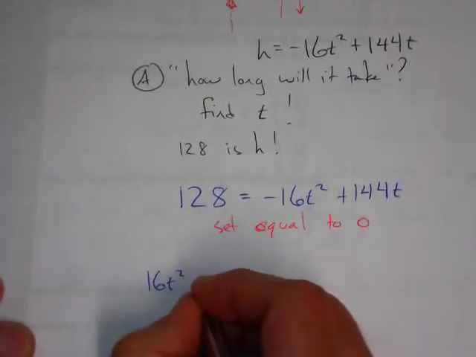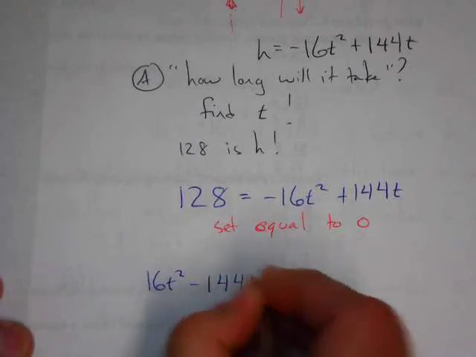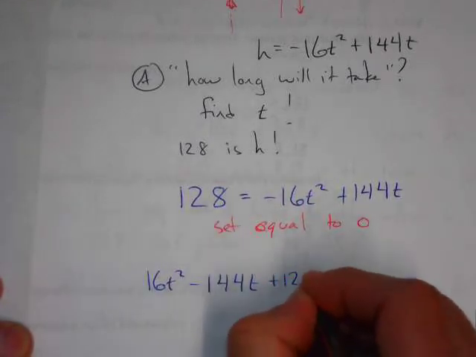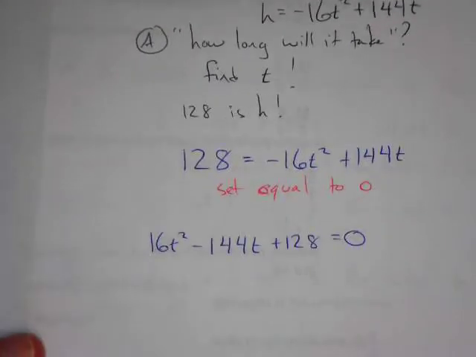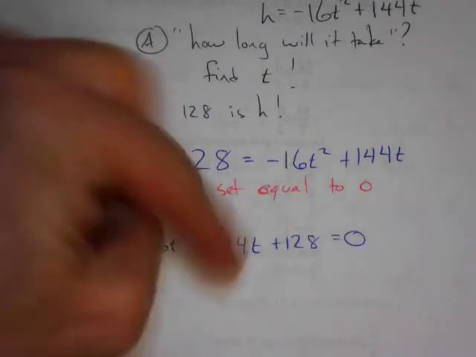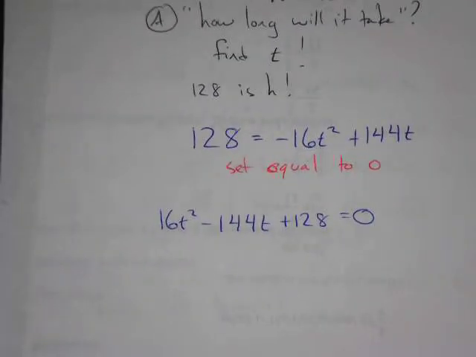I'm going to subtract 144t. And then my 128 is already there. And that's going to equal 0. And if you don't understand what just happened here, hit pause. If you don't understand what happened, hit pause and make sure you follow the steps that got me to this equation. And now I'm going to factor the equation.